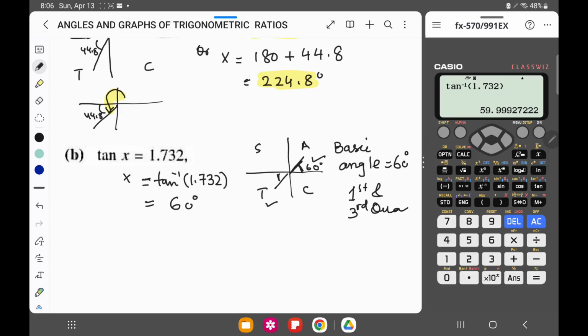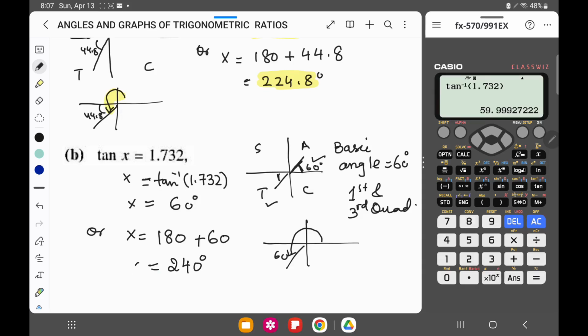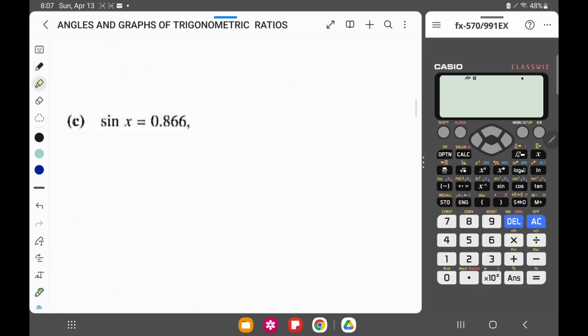quadrant. Now we are going to find x in the third quadrant. Whenever I check in the third quadrant, then I'll do 180 plus 60 degrees. So this is 180 plus 60 degrees, which is equal to 240 degrees. So two angles we have found where tan is positive: the angle itself, and 180 plus 60 degrees.